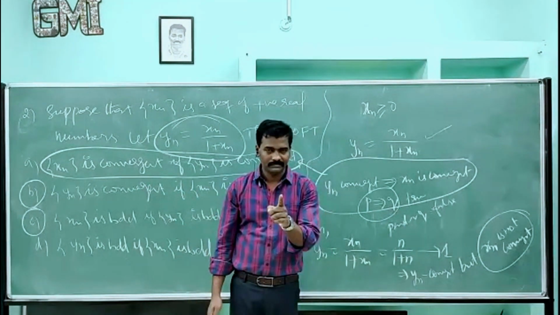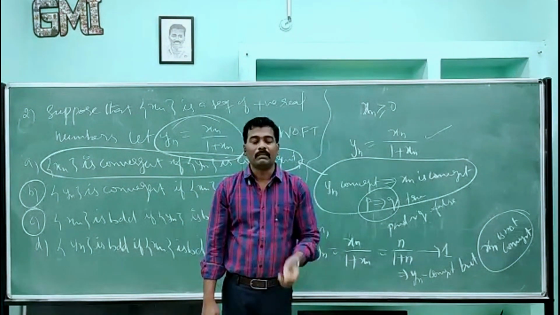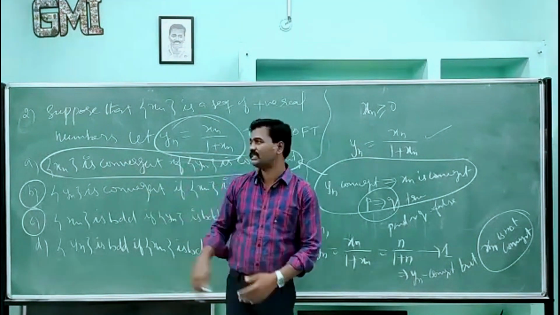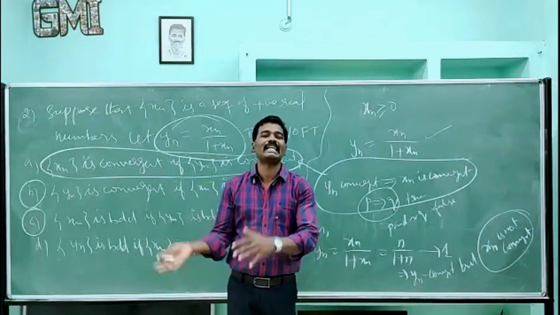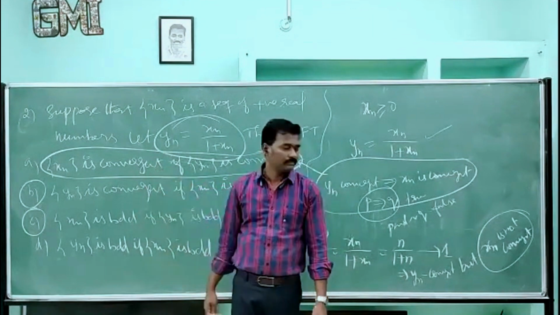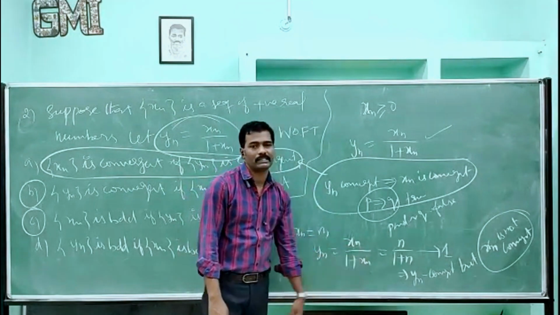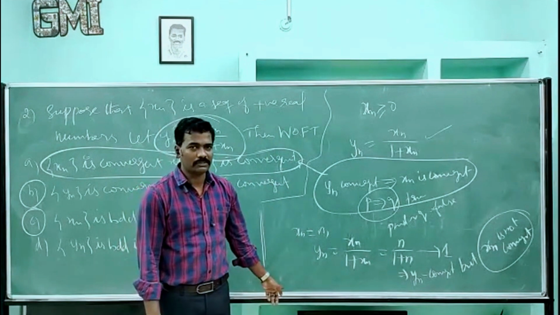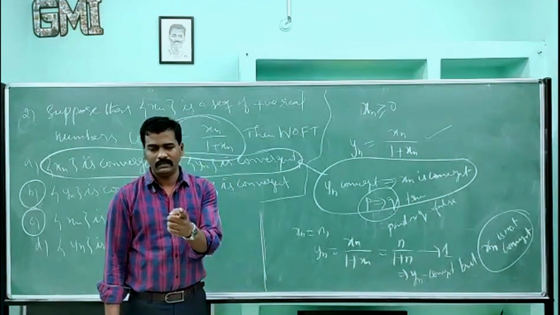Is it okay? The first option is not true always. Sometimes maybe, but true means always true. False means sometimes you can give an example. Whenever yn is convergent, it need not imply xn is convergent. That is false. I gave the example xn equal to n and yn equal to xn by 1 plus xn. Are you okay? Can I move to the next option? Is there any question? No? Okay.